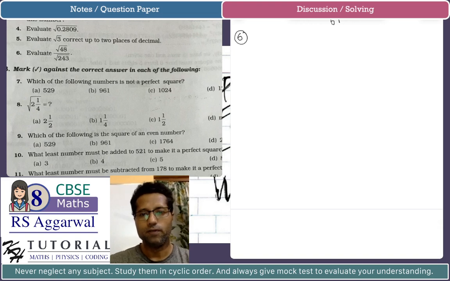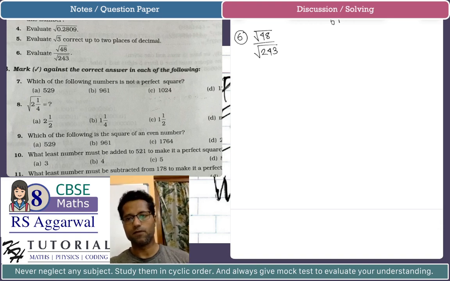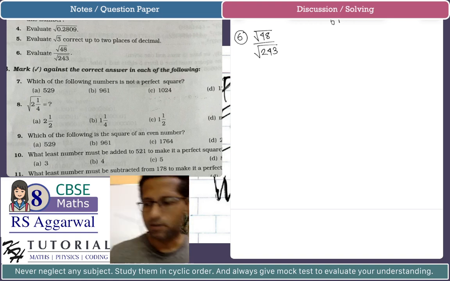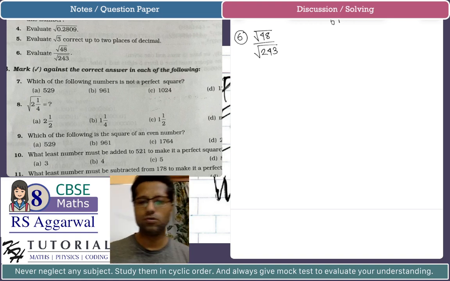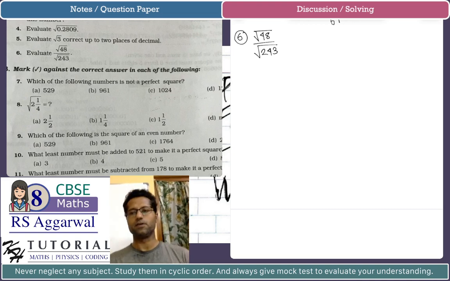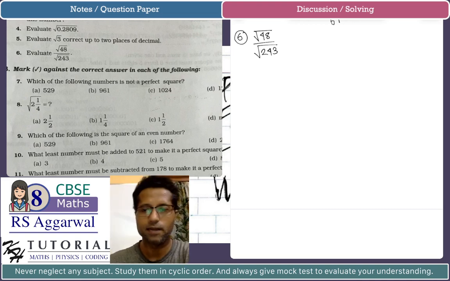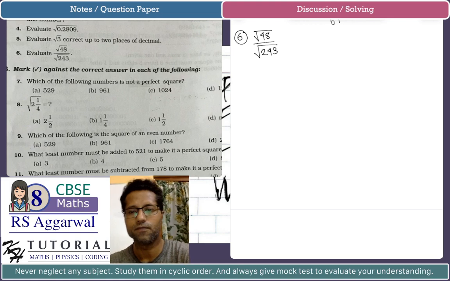We have to evaluate square root of 48 divided by square root of 243. Now 48 is definitely not a perfect square, and 243, I'm not sure. Okay, so 243 is also not a perfect square. We know that any number, if it ends with the digits 2 or 3 or 7 or 8, is not a perfect square. So definitely we can say that 48 and 243, none of them are perfect squares.